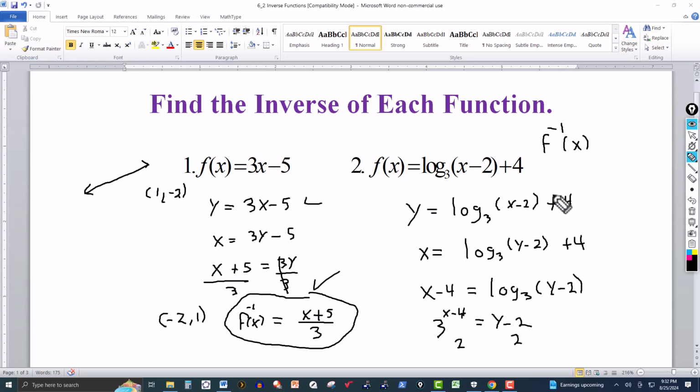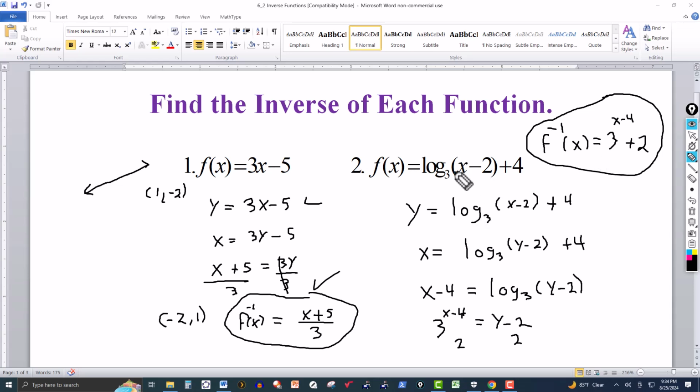So I get f inverse of x then is equal to, adding 2 to both sides here, 3 to the x minus 4. So it's going to be 3 to the x minus 4 plus 2. That's the inverse function. Now let's check it.